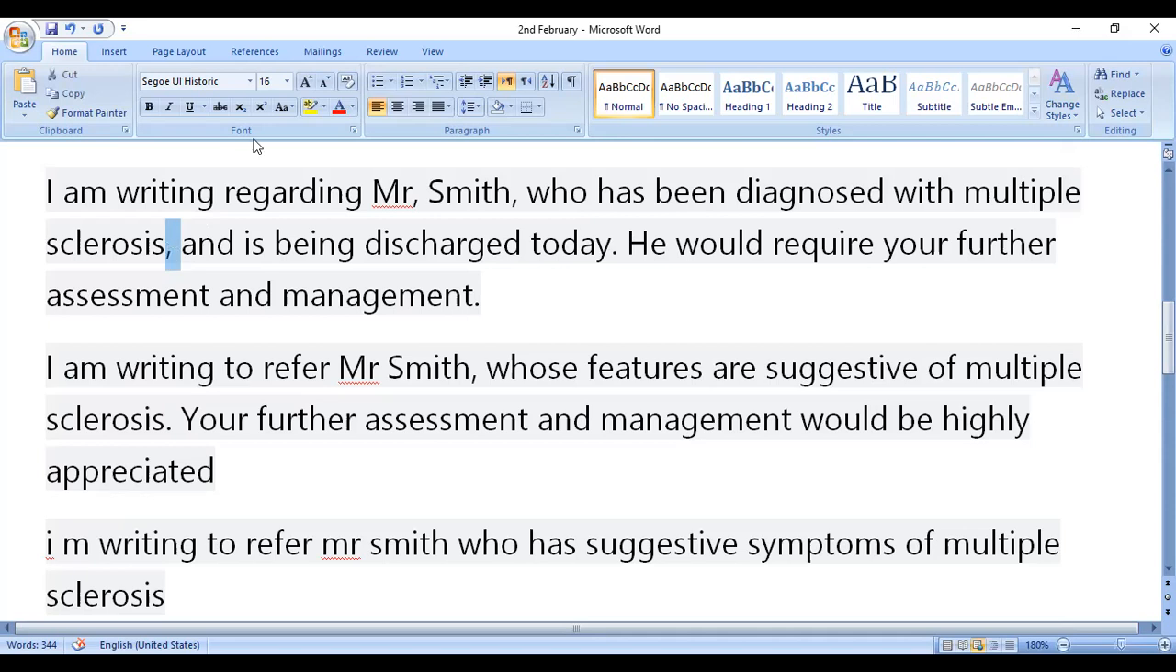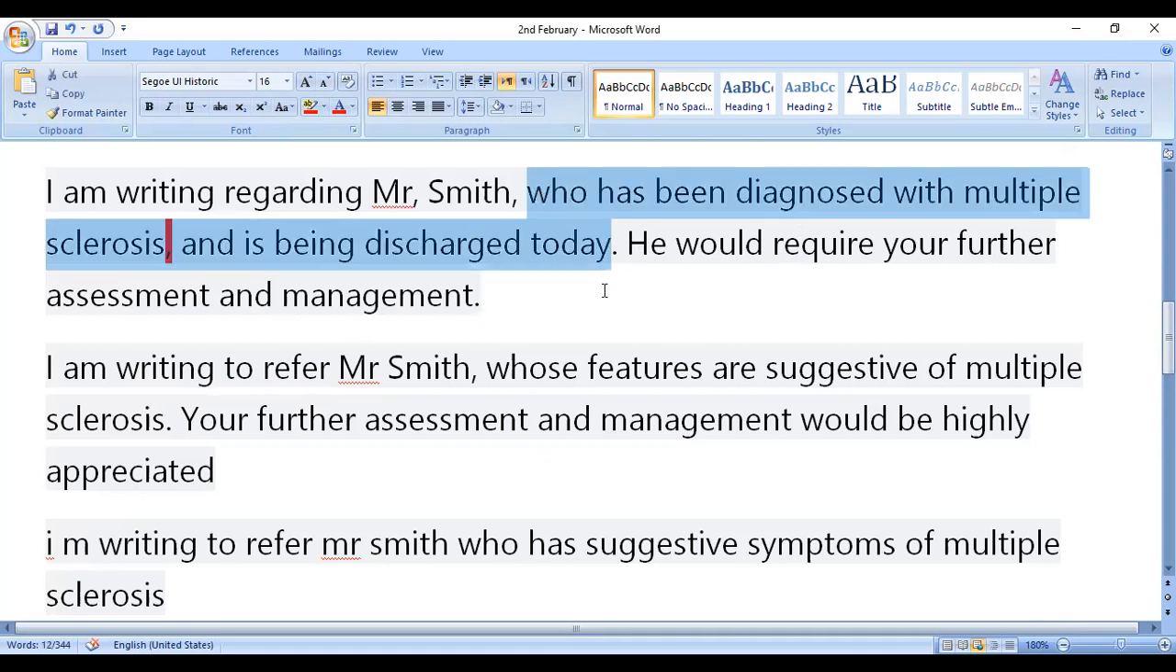We don't need this comma because we are using the same subject. We are not using a separate subject here, so we don't need a comma. He would require your further assessment and management. That is okay. "Your further assessment and management would be highly appreciated" is a little bit more polite, but this one is also good. The way you are writing, it looks like a discharge letter.